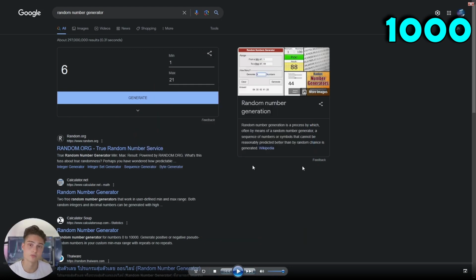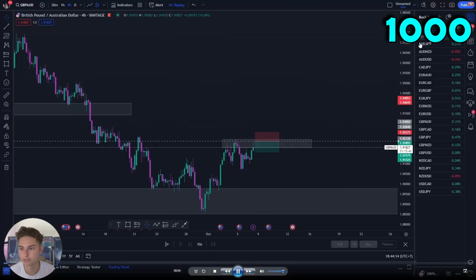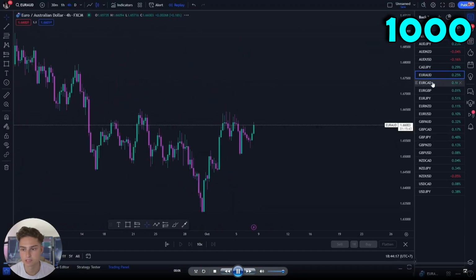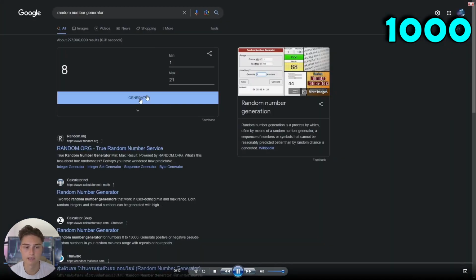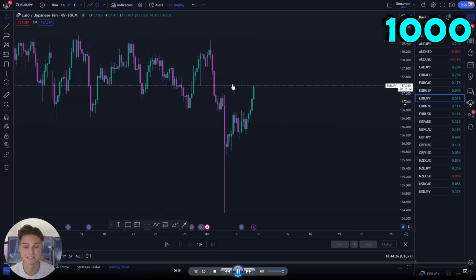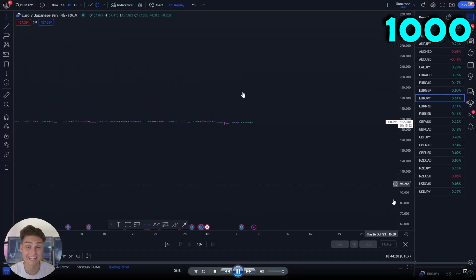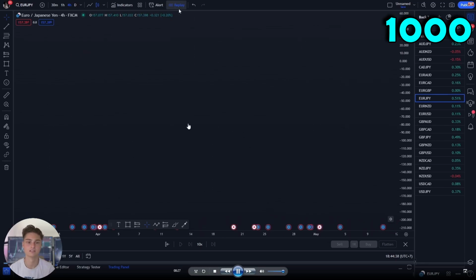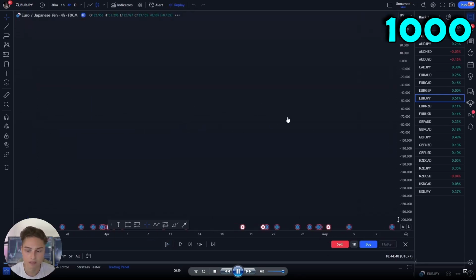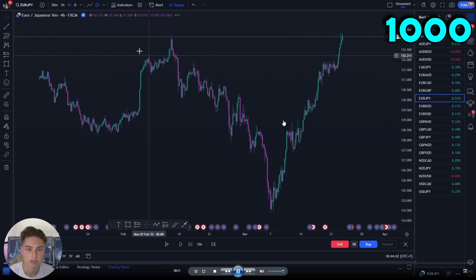So first things first, when recording, the first thing I did was go on a random number generator. I clicked it, ninth pair. So I went to the ninth pair, 1, 2, 3, 4, 5, 6, 7, 8, 9, and then cleared all the drawings and generated again. I got 2, it's too little, so I did it again, 18. So now I'm going to scroll back 18 times to find 1, 2, 3, 4, 5, 6, 7, 8, 9, 10, 11, 12, 13, 14, 15, 16, 17, 18. Then I click replay, and there we go.